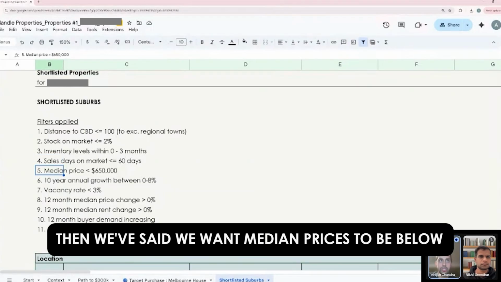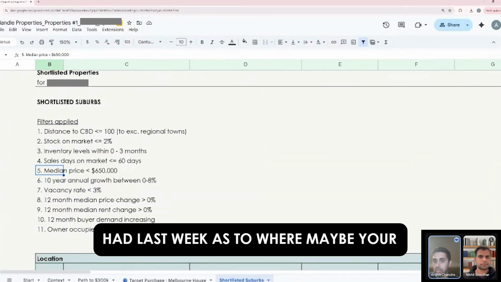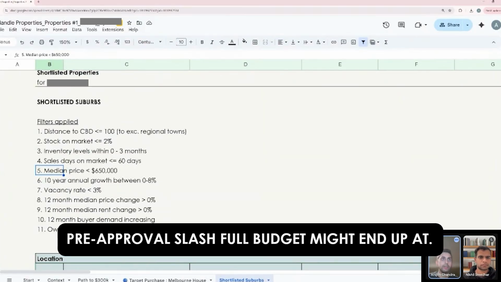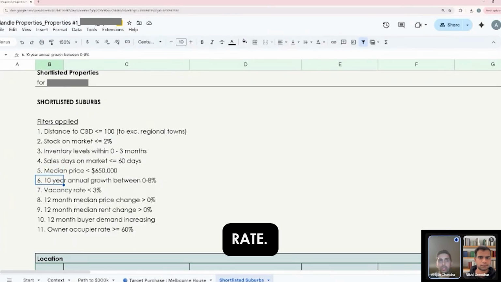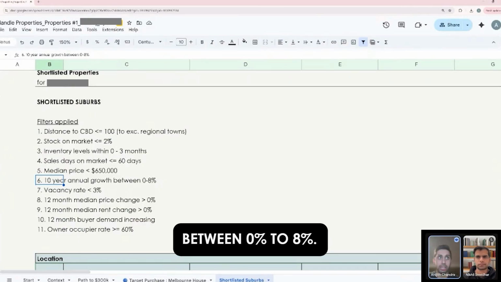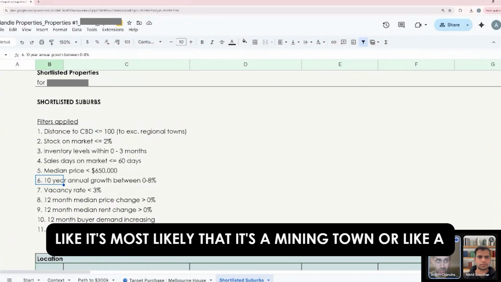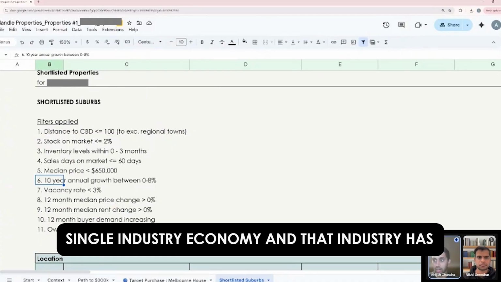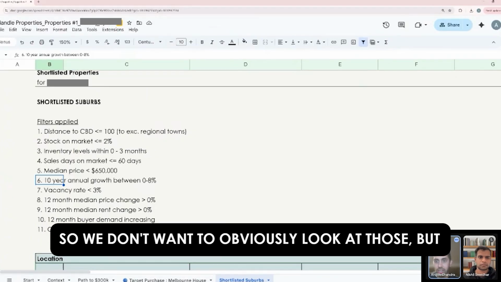Then we've said we want median prices to be below 650,000, which is around the discussion we had last week as to where maybe your pre-approval or full budget might end up. We've put in the 10-year average annual growth rate. So this is the growth in the property price to be between 0 to 8%. Obviously, if a market hasn't grown in 10 years, it's a little bit concerning. It's most likely a mining town or a single industry economy, and that industry has disappeared, because in Australia most areas do go up. So we don't want to look at those.